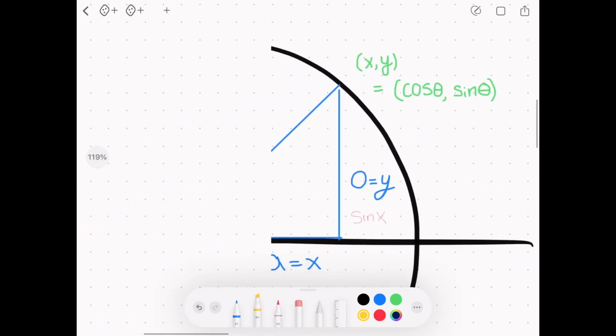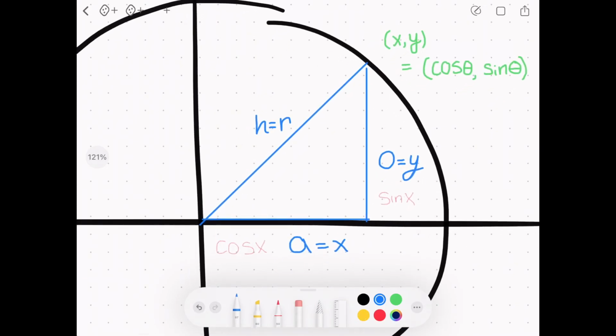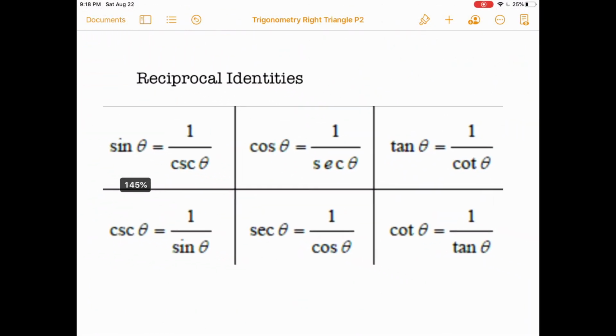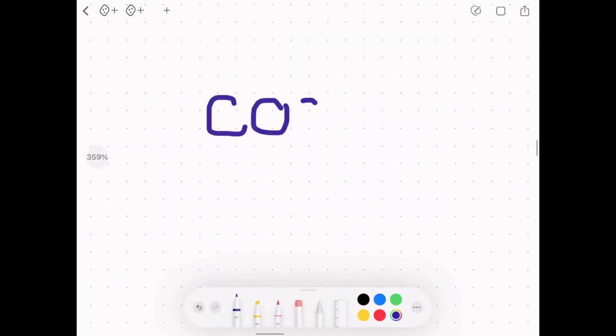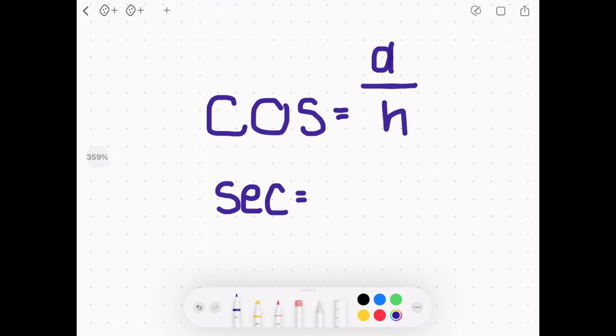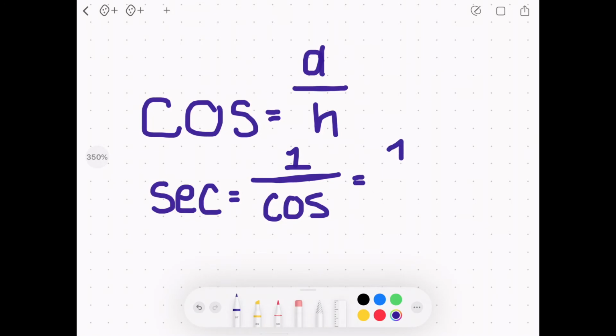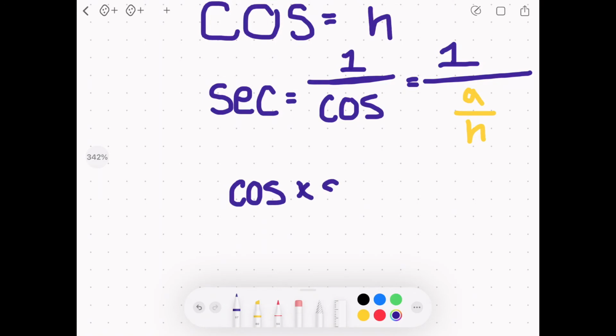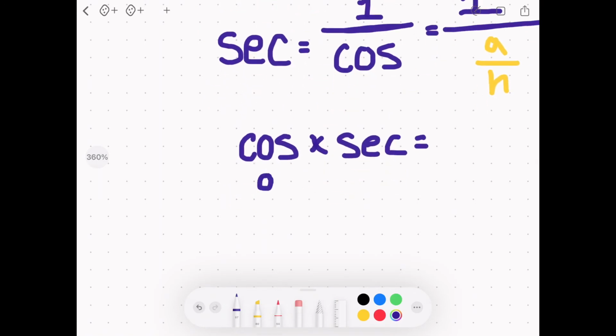Okay, so now we're going to go into reciprocal identities, which are basically just the reciprocals of the three basic trig functions, sine, cosine, and tangent. If you multiply one of the three basic functions by its respective reciprocal identity, then they would equal 1. In this example, cosine's reciprocal is called secant. So 1 over cosine is the same thing as saying 1 over adjacent over hypotenuse, and when you multiply that, you'll have a over h times 1 over a over h.